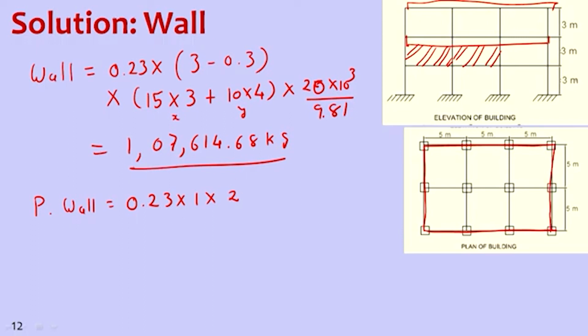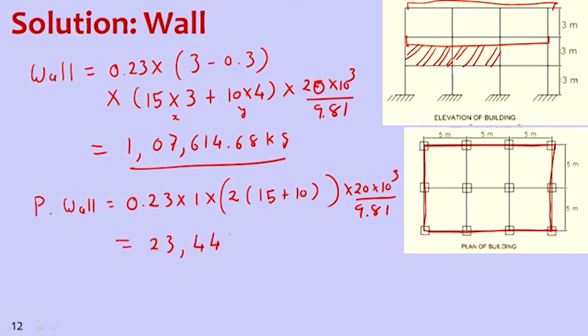So the length will be the perimeter, 15 plus 10, this is the length, and again density 20 into 10 raised to 3 divided by 9.81 is equal to 23,445.46 kg. So this is the total weight of a parapet wall. We want to get the final calculation of M1, M2 and M3.